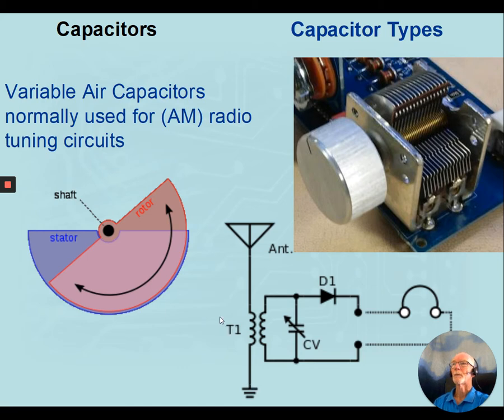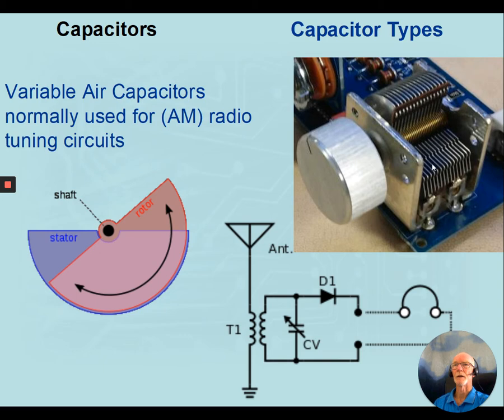For an air capacitor, where we use air as the dielectric, these are not very common nowadays, but they were very common when we had AM radios, and they were used as the tuning circuits, where we had one stationary set of plates and one set of plates that rotated on a shaft, and the area that was in mesh with each other was the area of the plate. So any area of the rotor that was outside the stator wasn't counted in the area.